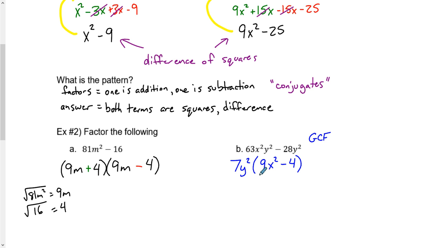The easiest way to identify a difference of squares is that we have a square subtracting a square. That 7y squared stays out in front. We're going to make 2 sets of brackets. The square root of 9x squared is 3x. That's going to go in the first spot. The square root of 4 is 2.